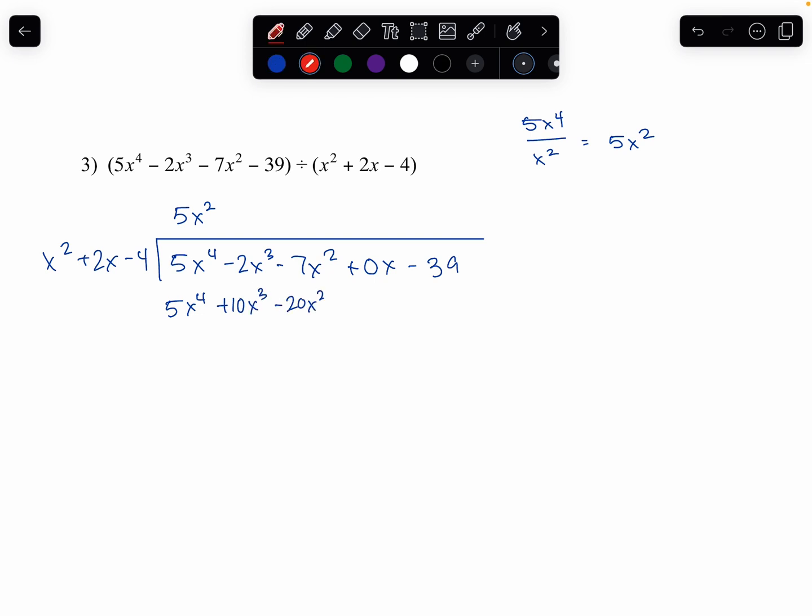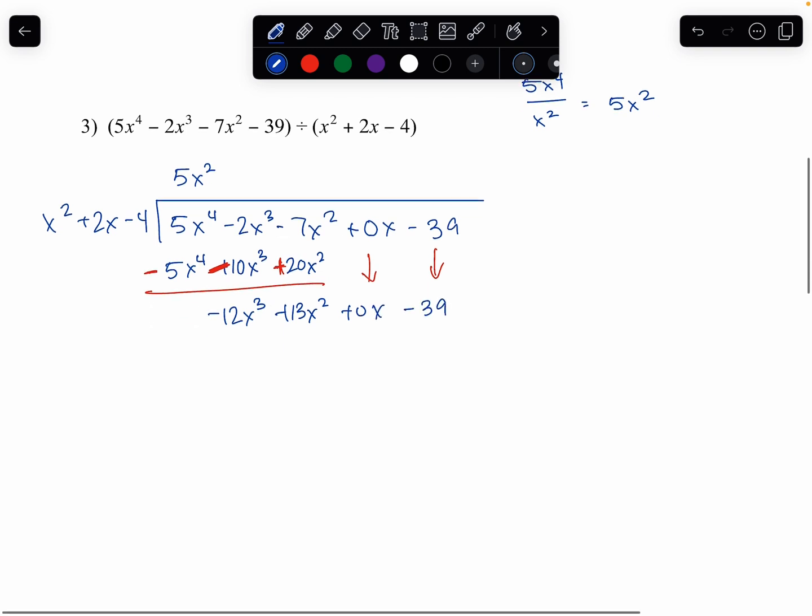And then I'm going to subtract, meaning I'm going to flip all the signs here. Okay, those are going to cancel. And then I'm going to get minus 12x cubed. And then plus 13x squared. And then I'm going to bring down the unused terms. So plus 0x minus 39. And I'm going to repeat the process.